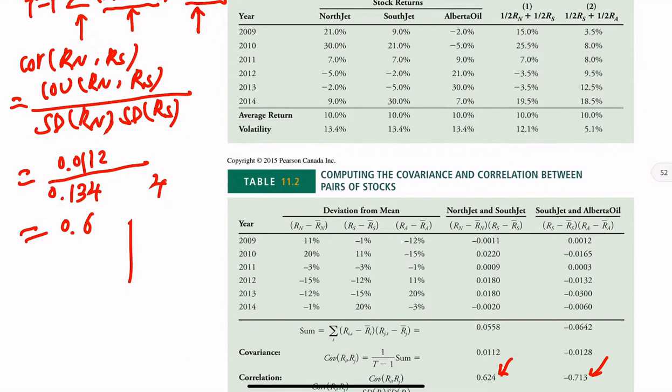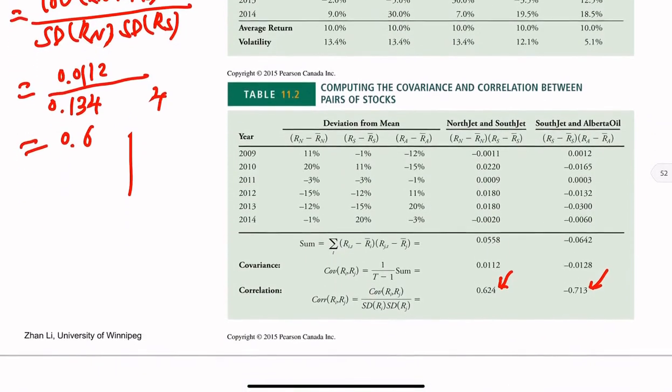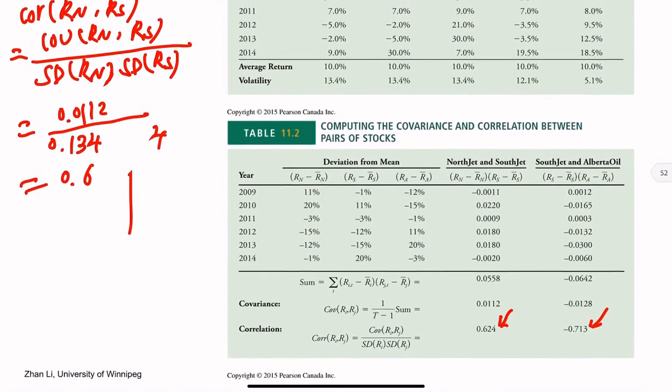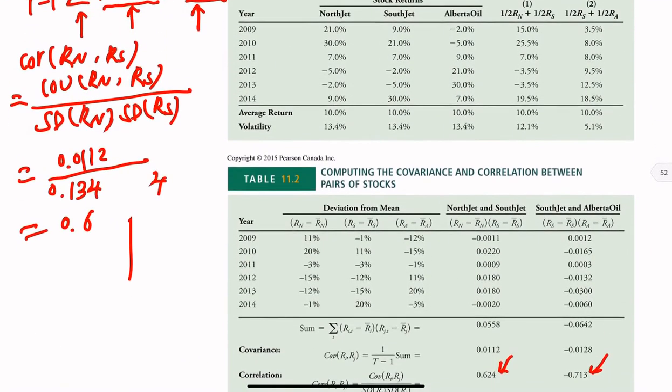So its performance will be bad. So you can see that from the perspective of oil prices, the return of SouthJet and the return of Alberta oil should be negatively correlated. Okay, I think that's the interesting economics we could get here.